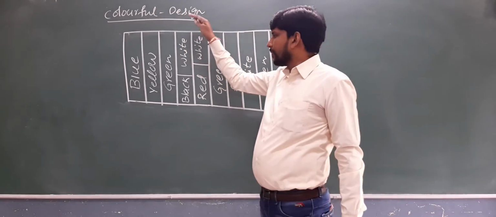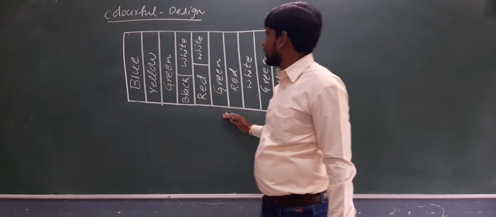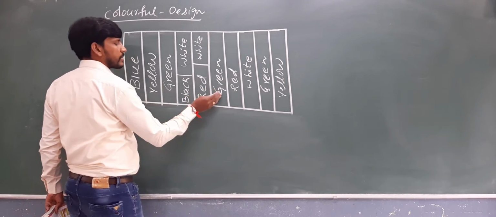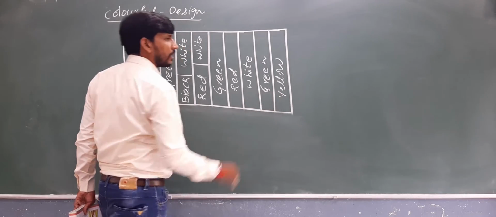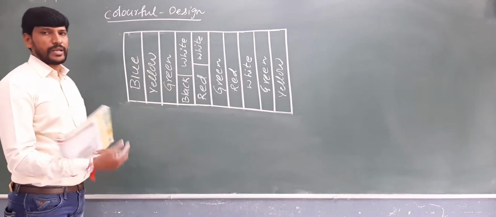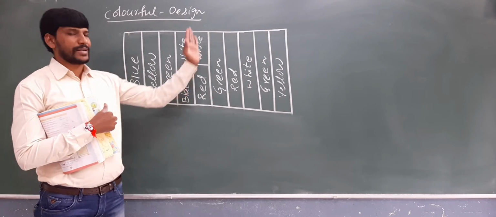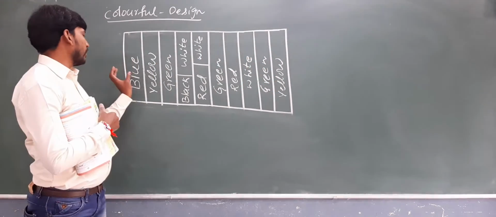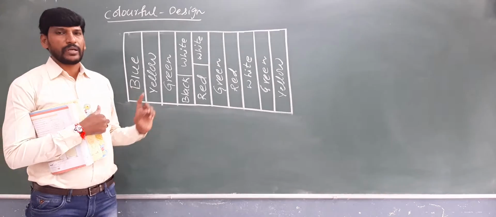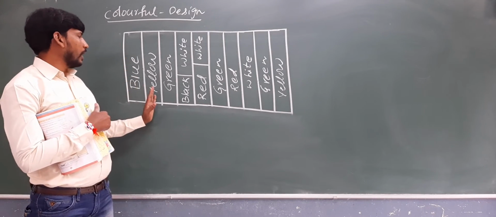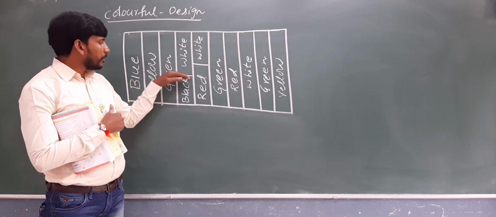In the colorful design, they have given one square paper. Okay, in this, they divide it into 10 squares. 1, 2, 3, 4, 5, 6, 7, 8, 9, 10 paper strips. Means, in total, one paper they divide into 10 equal parts. Each and every part is nothing but one strip. Again, after that, they fill with colors blue, yellow, green, here up to here.